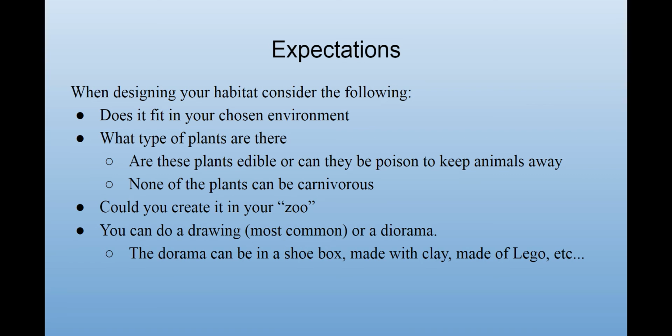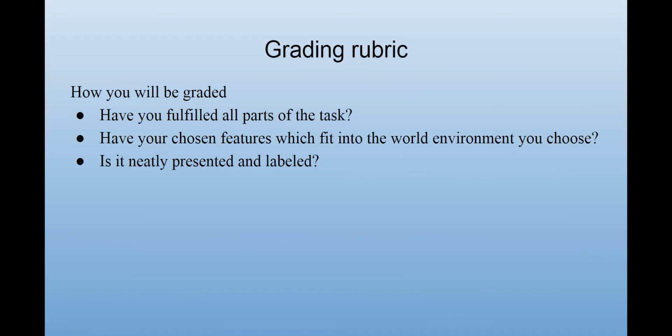You can do a drawing. This is the most common thing students do, is to make a drawing of this. Or you can make a diorama. A diorama is just simply an example of what the ecosystem would look like. These are commonly done in shoe boxes, but you could do them on top of a sheet of paper and build up from there. I've had these made with clay. I've had students do little figurines. I had a student last year make a great one out of Legos. So all kinds of options there. But the base for this, all we are expecting is the drawing.